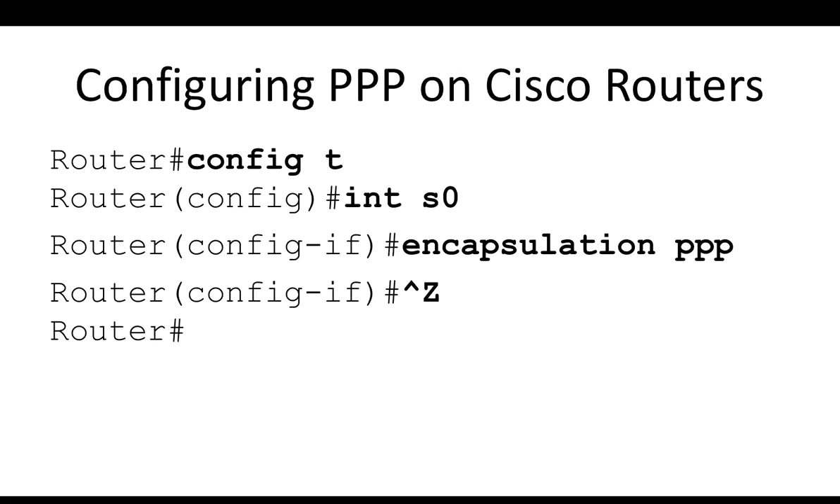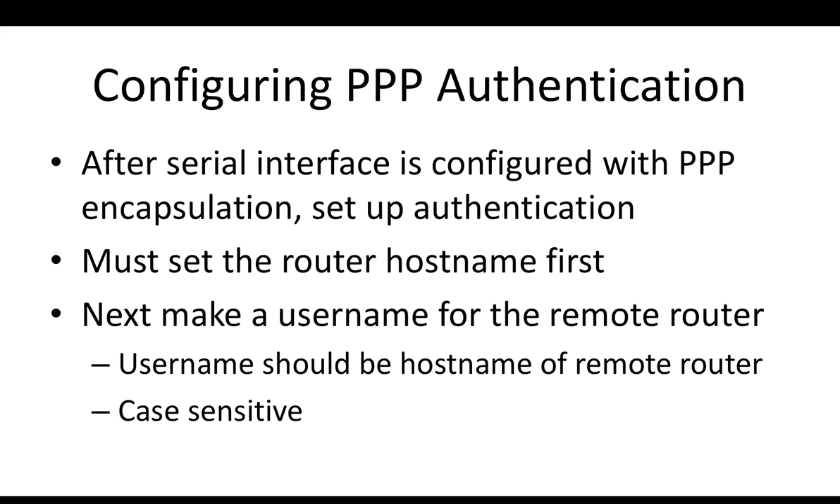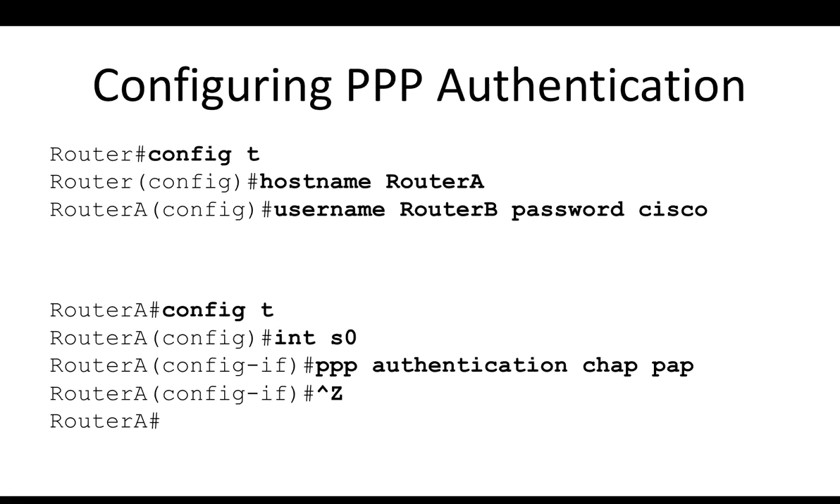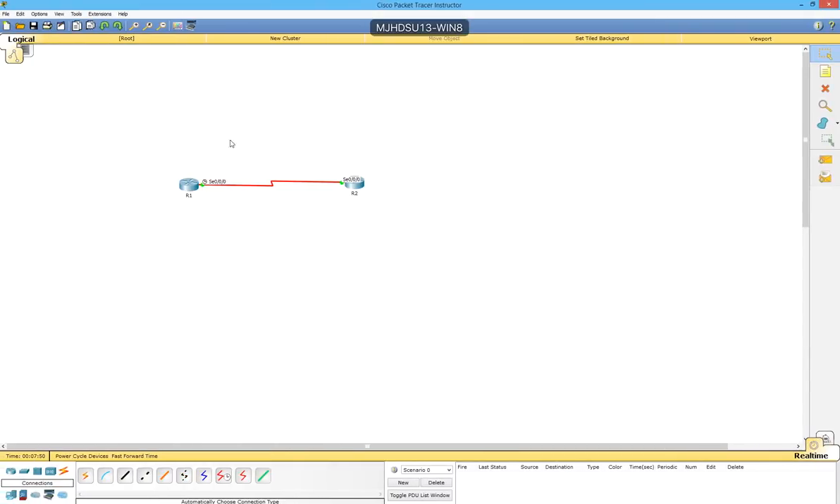So we can actually go through configuring PPP on these devices. It's pretty simple. Basically just change our encapsulation type to PPP. After that, we can set up some host names, set up the usernames for them, and then configure authentication on it as well. So let's flip over to Packet Tracer, and we can walk through this real quick.